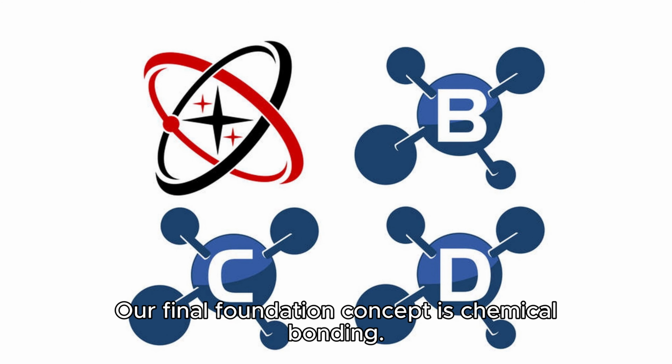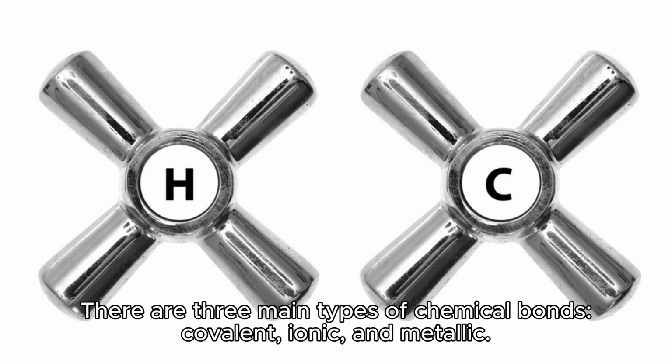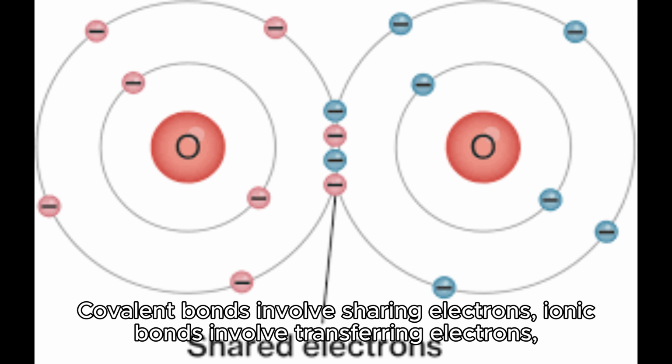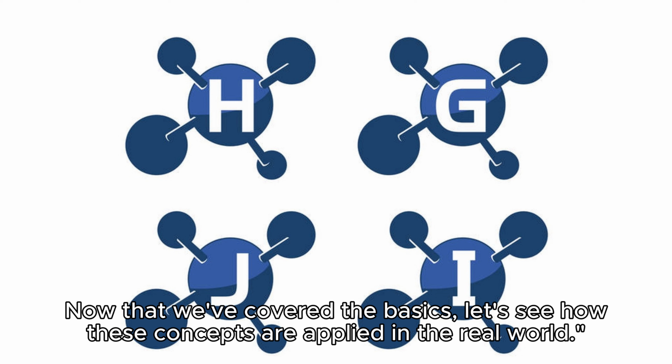Our final foundation concept is chemical bonding. This is where the magic happens, folks. There are three main types of chemical bonds: covalent, ionic, and metallic. Covalent bonds involve sharing electrons, ionic bonds involve transferring electrons, and metallic bonds are like a sea of electrons holding metal atoms together. Now that we've covered the basics, let's see how these concepts are applied in the real world.